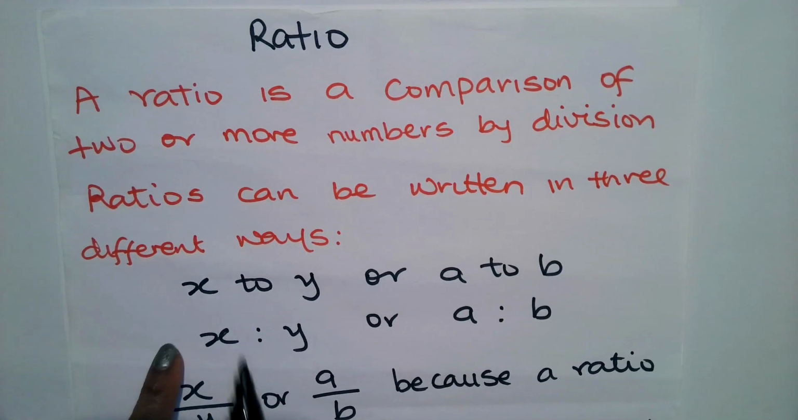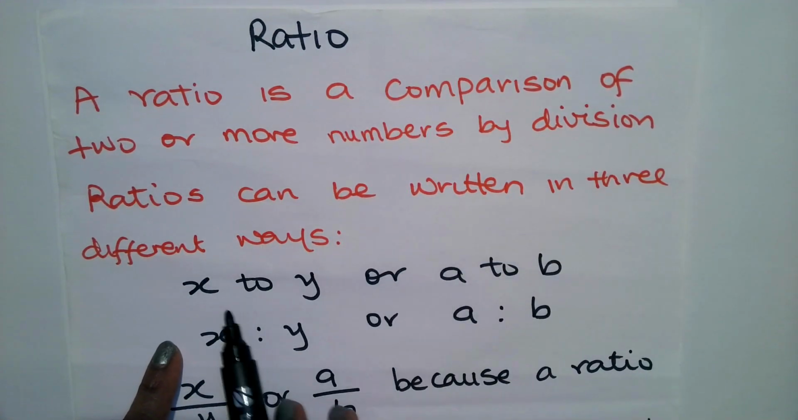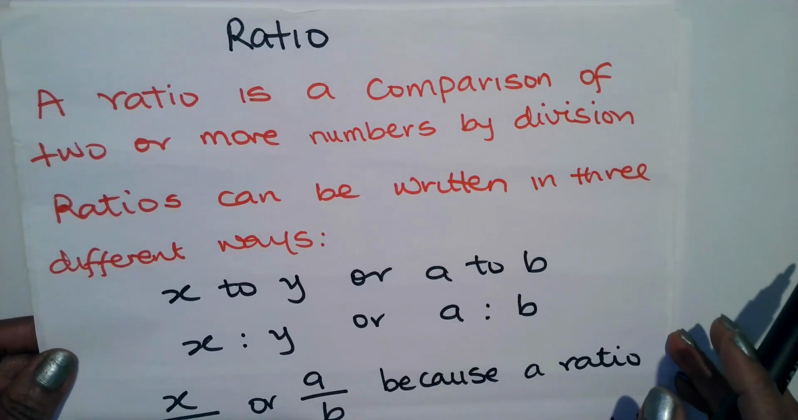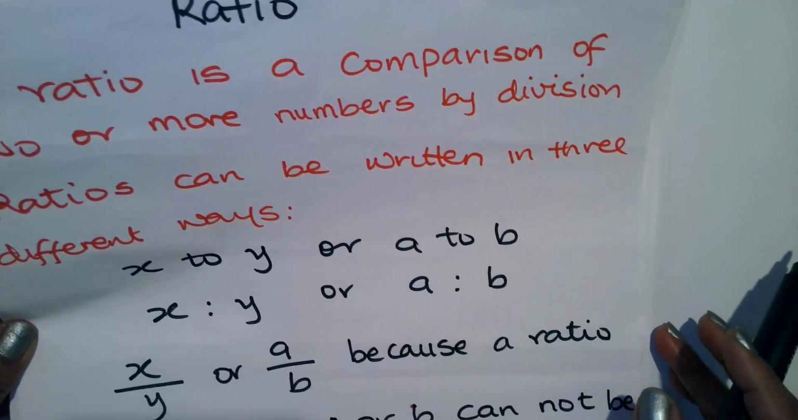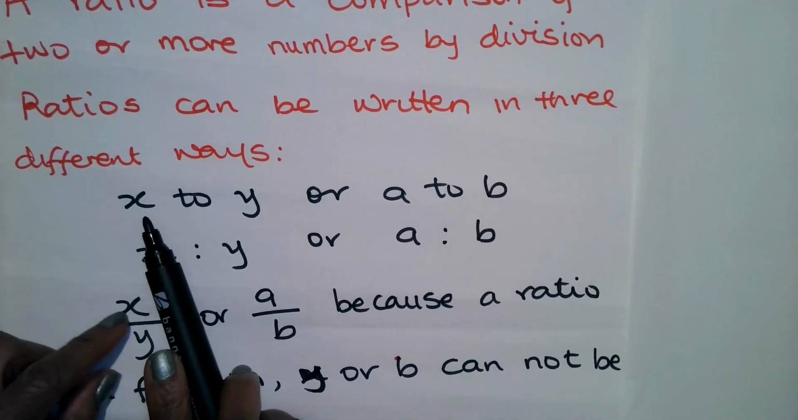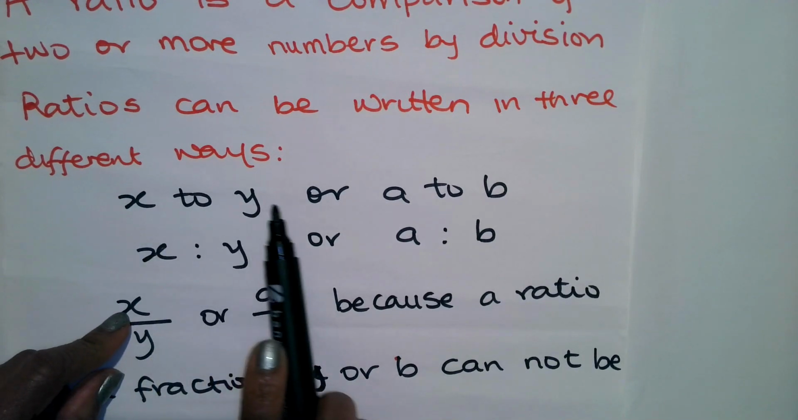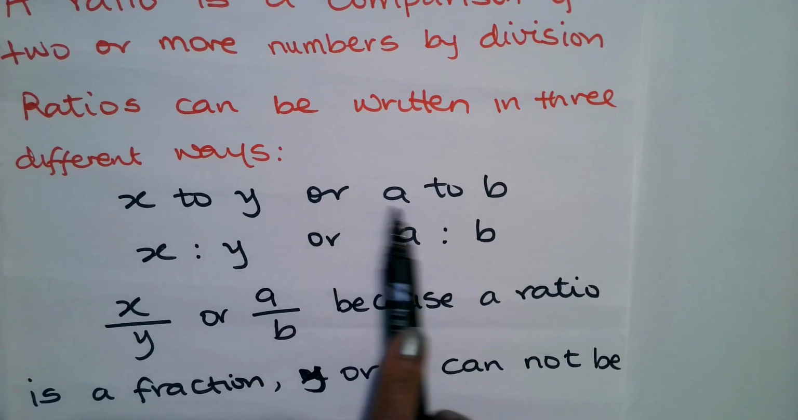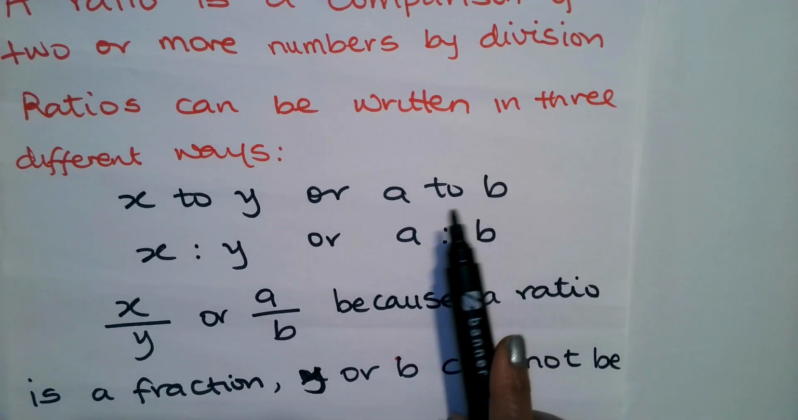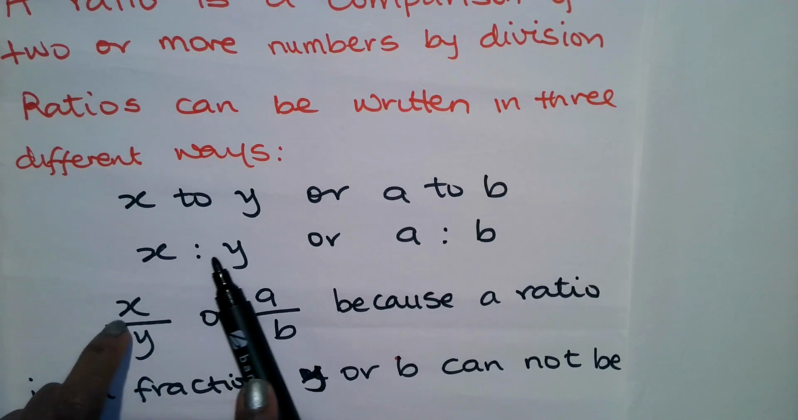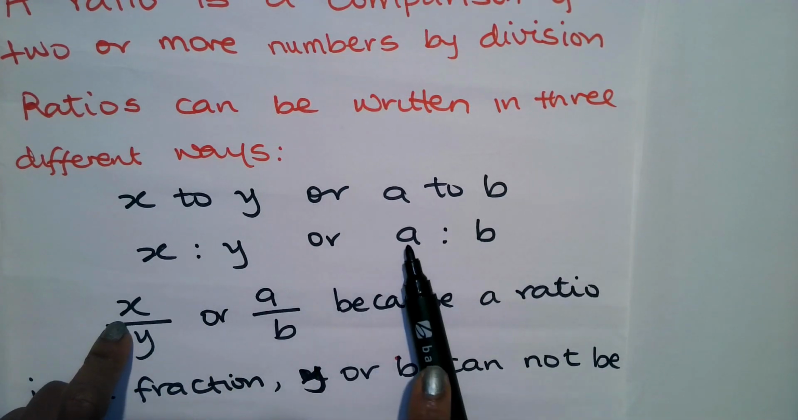And we know that ratios can be written in three different forms. It doesn't matter what alphabet you're using to write your ratios. You can do X to Y or you can do A to B. These could be numbers. And ratios could also be written in this form: X is to Y or A is to B.